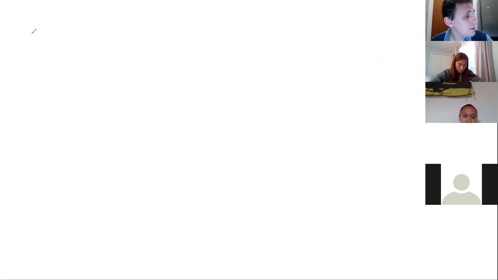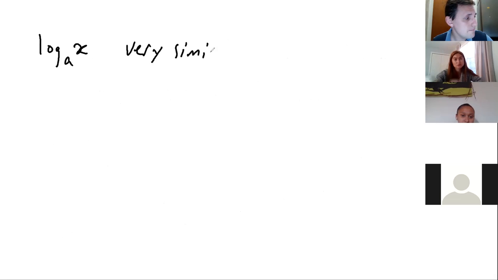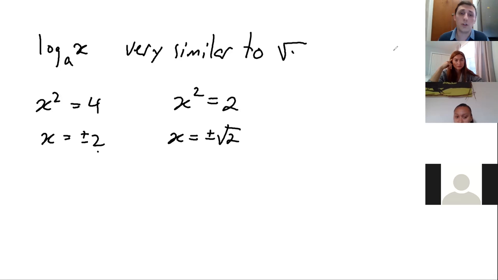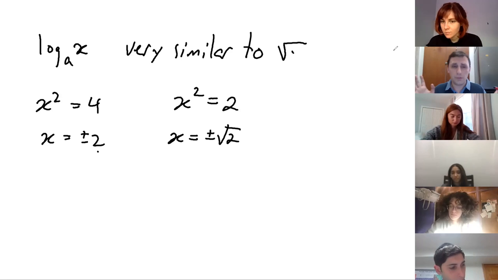And guys, it's very similar. Logarithm, it's very similar. So functions like log base A of X are very similar to the idea of root of something, right? So for example, if you solved X squared equal to 4, remember we said the solutions are plus minus 2. But if you are solving x squared equal to 2, the solution that you report is plus minus root 2. And you see, the number 2 seems familiar to us. I mean, we can kind of recognize it, but what is root 2? Right? Most of you are not able, I presume, instantly to tell me what is root 2.